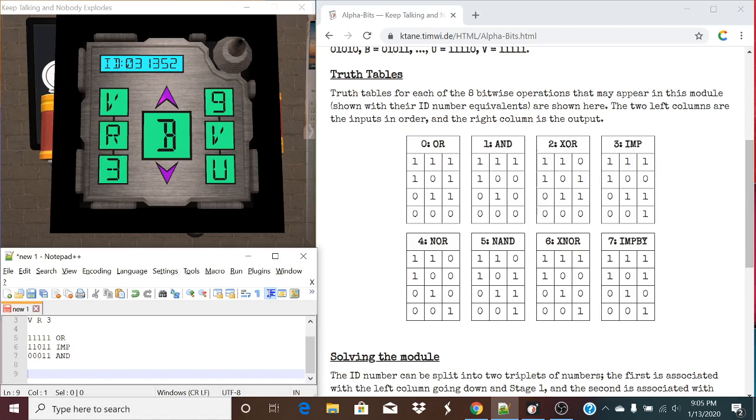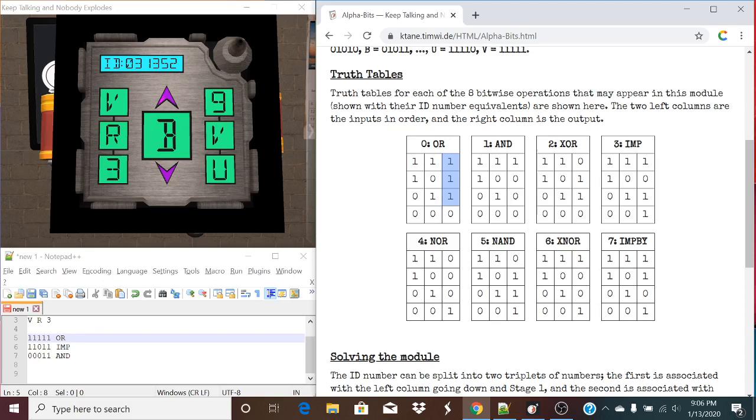So an OR is a 1 for our first result. What outputs give us a 1 in OR? These three do. And it says up here the two left columns are the inputs in order and the right column is the output. We're working with the outputs here, so we need to work backwards. So either 1-1, 1-0, or 0-1 are our possibilities here.